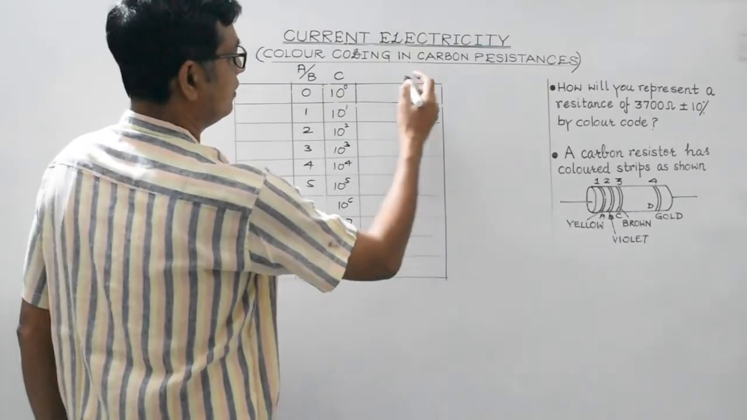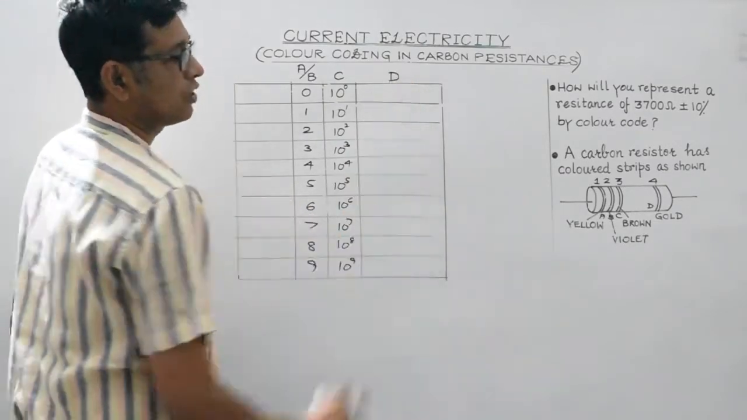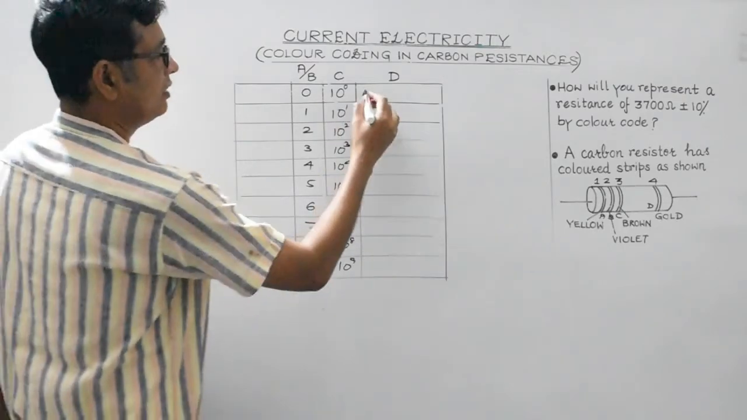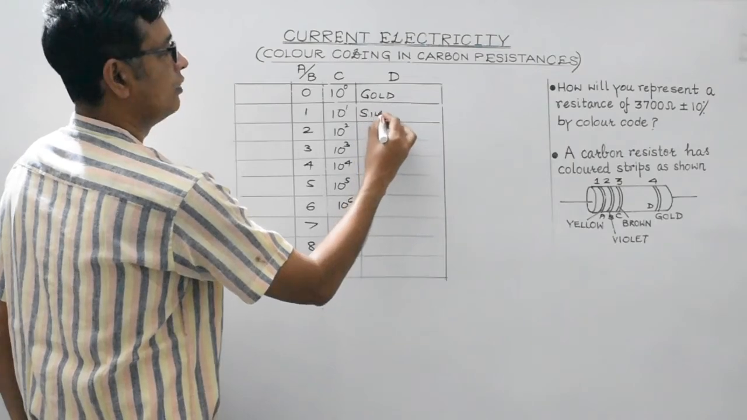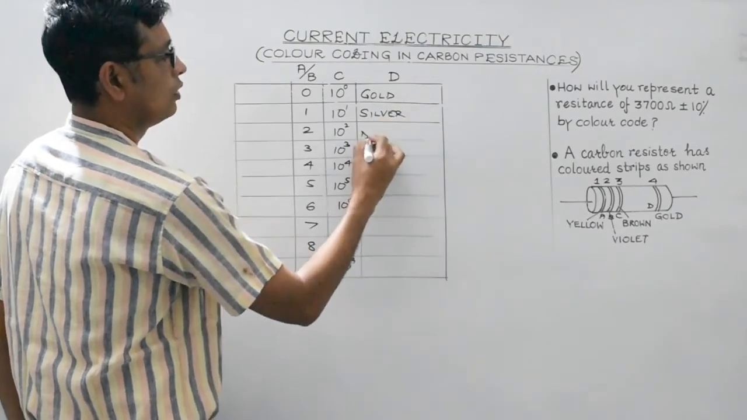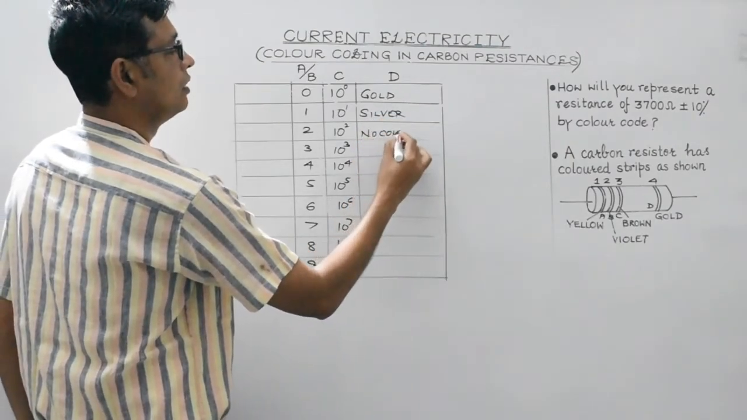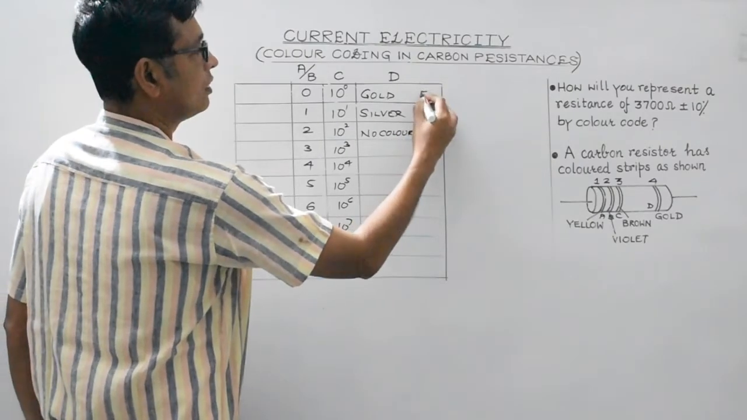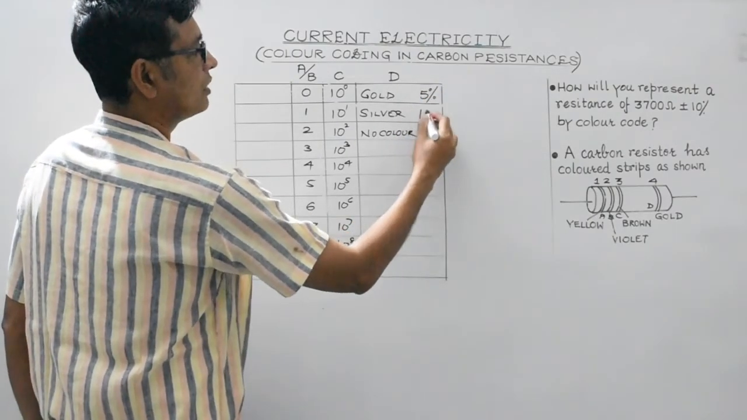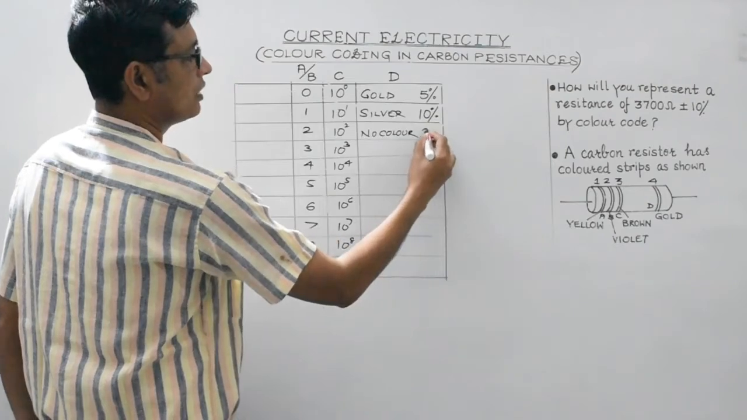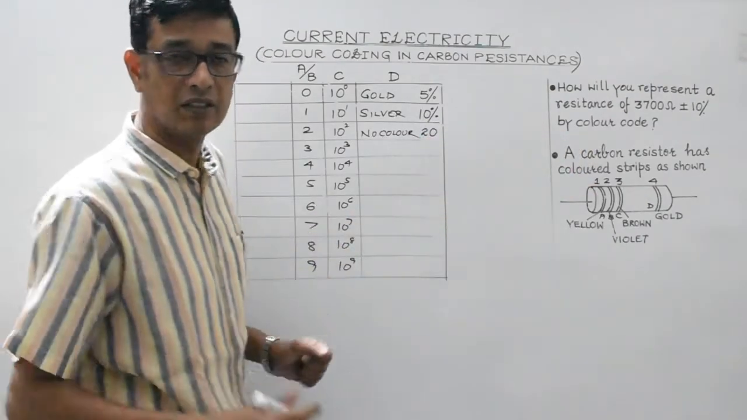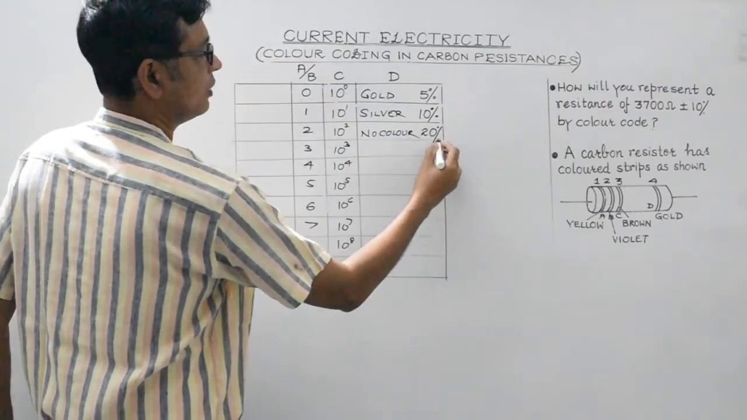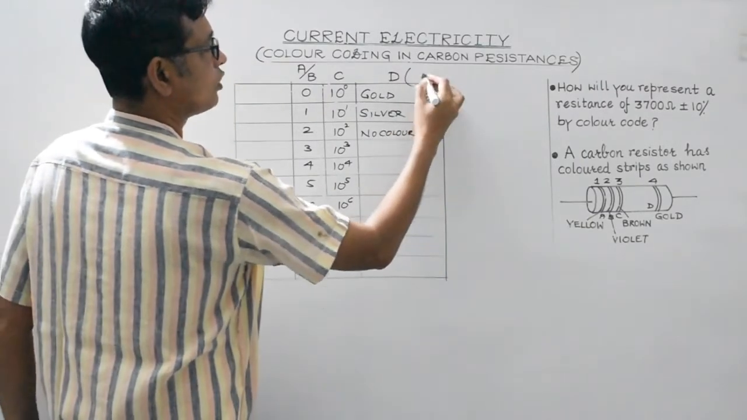And D, which I have stated, can either be gold, silver or no color. For gold, it is 5%, for silver it is 10%, and in case the fourth band is absent, then it is 20%. And this is basically the tolerance.